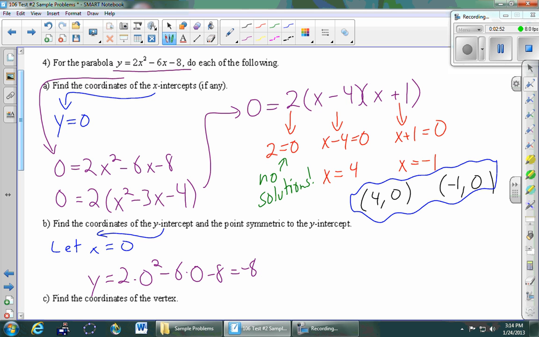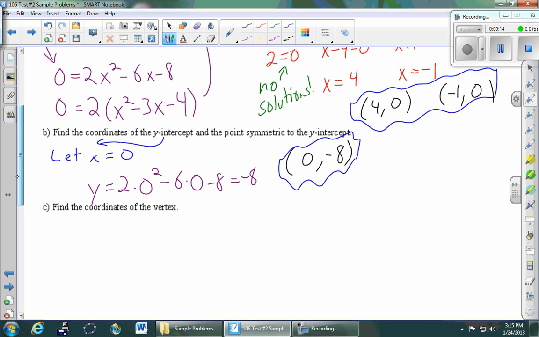So that means that the y-intercept, there's a negative 8 for the y, 0 for the x. So that's the y-intercept. And to find the point symmetric to the y-intercept, we actually can't do that just yet because I think we first need to know where the vertex is. So that question's a little bit out of order. Let's hold off on it for just a moment and jump down here to part C.